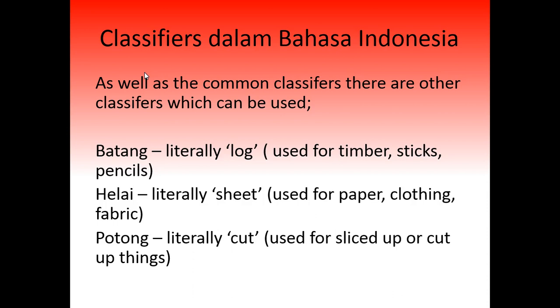As in English, there are lots of classifiers in Indonesian, and here are a range of them to give you an example of the ones that are out there. So the first one, batang, literally meaning log, is used for timber or sticks or pencils, just things that look like logs. Next one, helai, literally sheet. Okay, it's used for paper, clothing, fabric, things that are in that sort of form. Potong, literally cut, is used for things that are sliced up or cut up. Are classified by using potong.